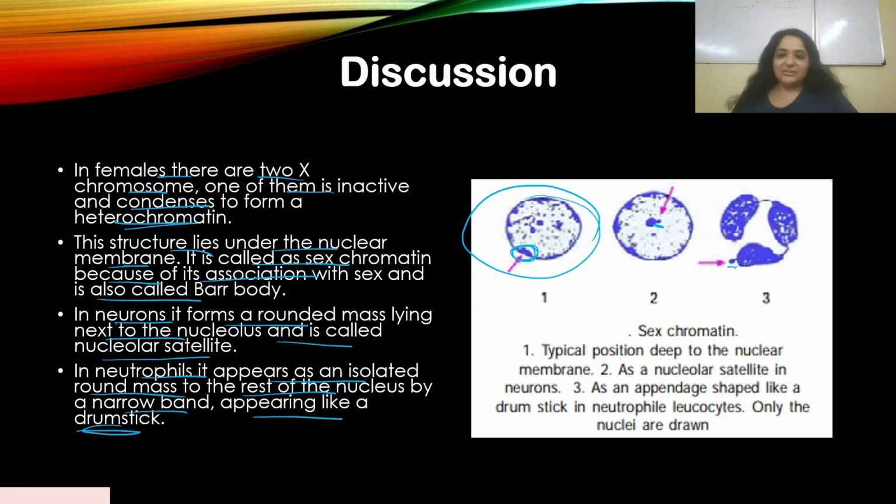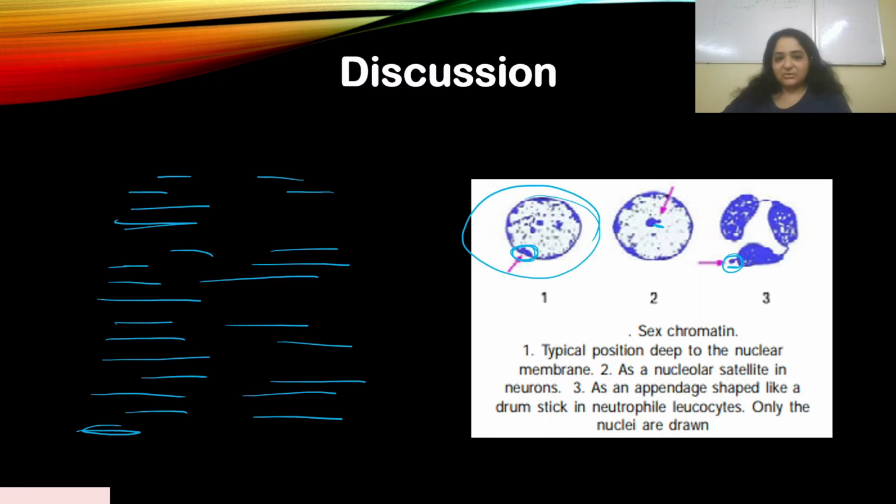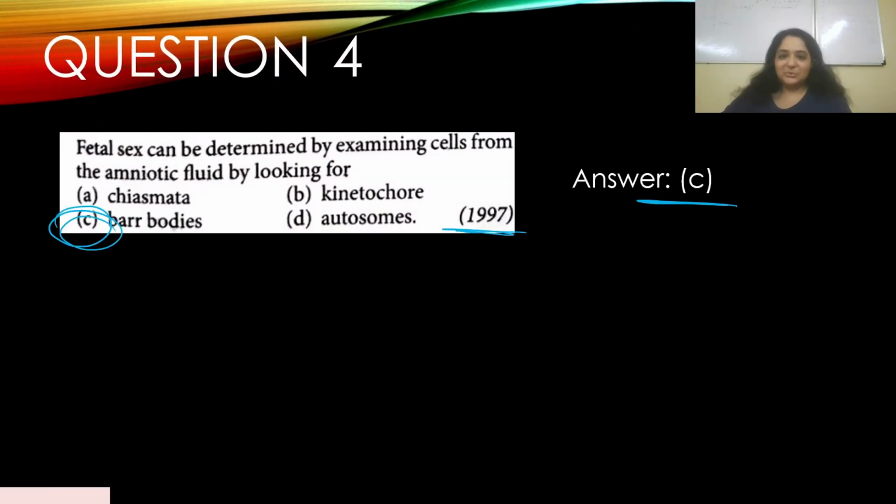In neutrophils you can see this Barr body over here, and they're exclusively for females. You can see this structure. So this is the definition of Barr body. If they ever ask you any question related to Barr body, you know the answer. Let's move on then.